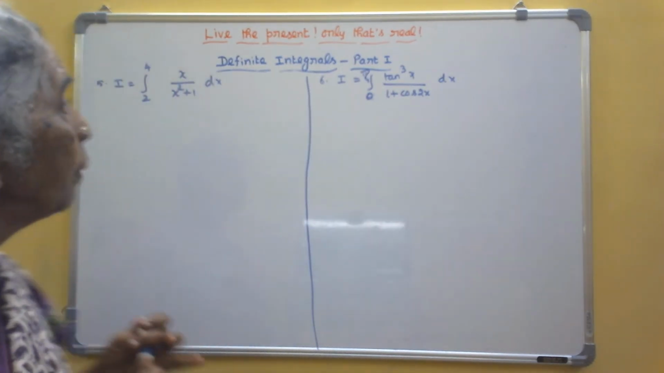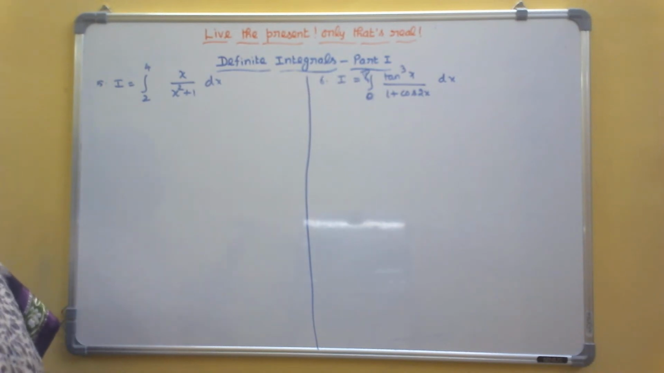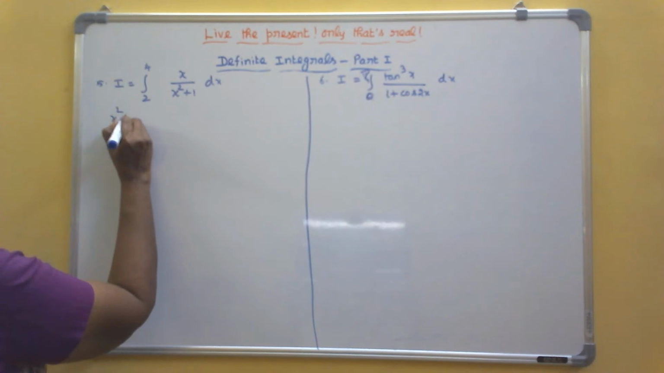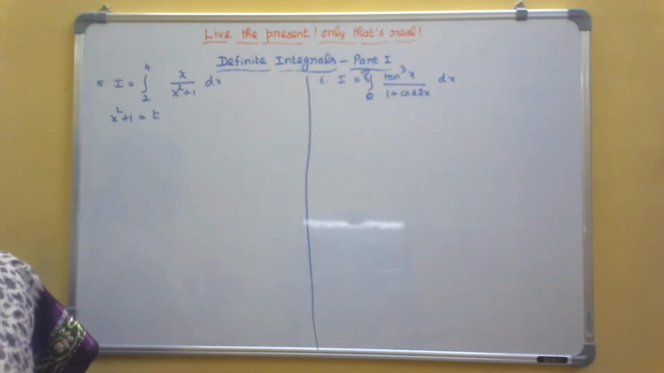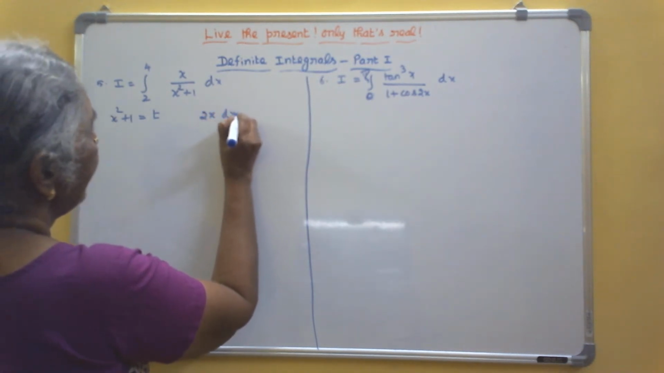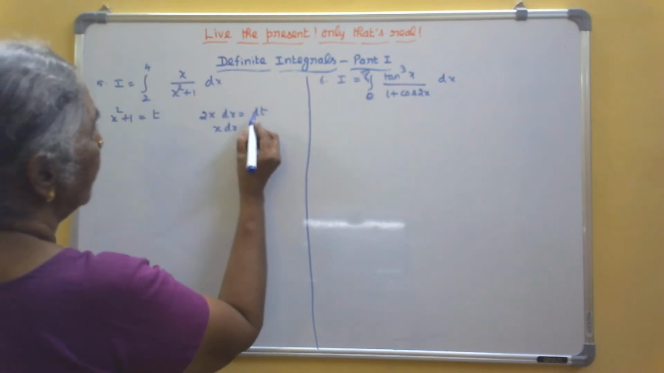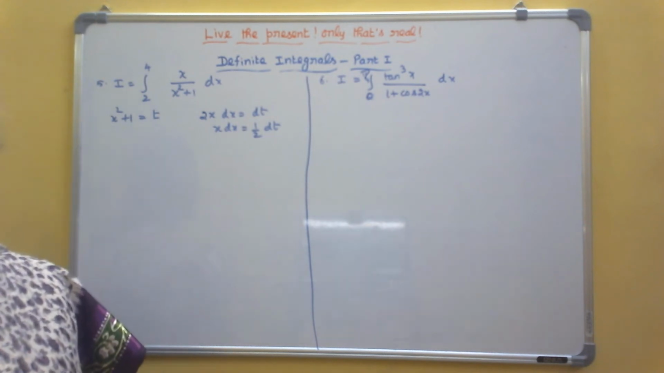Okay? So now here, you can either substitute x squared or you can substitute x squared plus 1, that doesn't matter. I am substituting x squared plus 1 is equal to t. Next step, differentiation. So I will be getting 2x dx is equal to dt, or x dx, what I have here, that will become 1 by 2 dt. These two steps you know already.